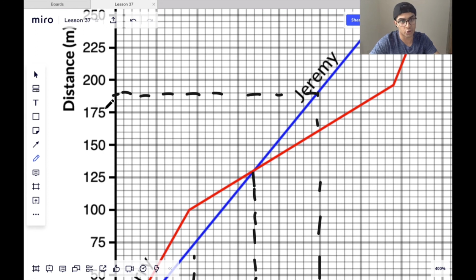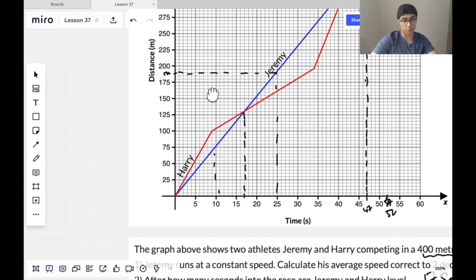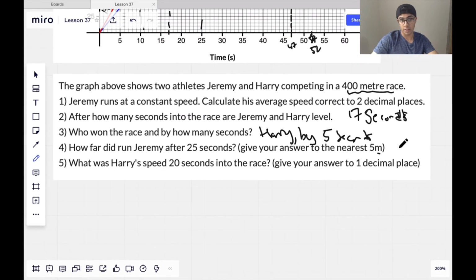So there's 25, the difference between 200 and 175 is 25, and there are 5 lines here, so each small line represents 5. So this is 175, this is 180, 185, 190, and that's already to the nearest 5 meters. So 190 meters.